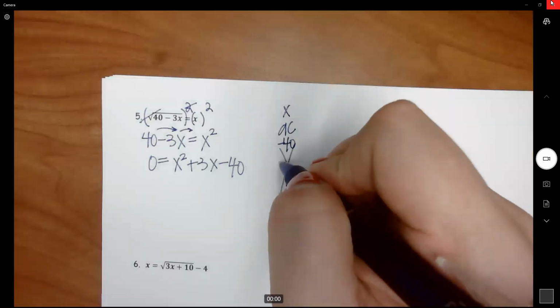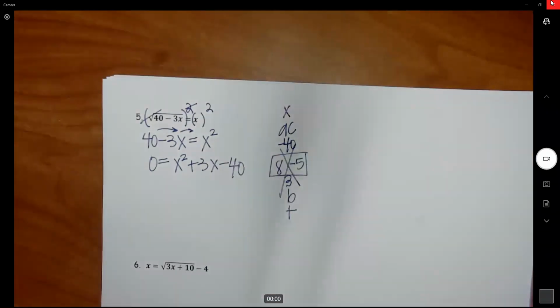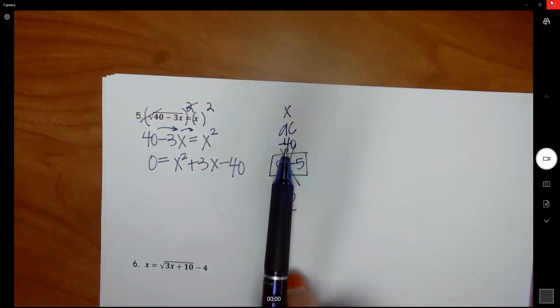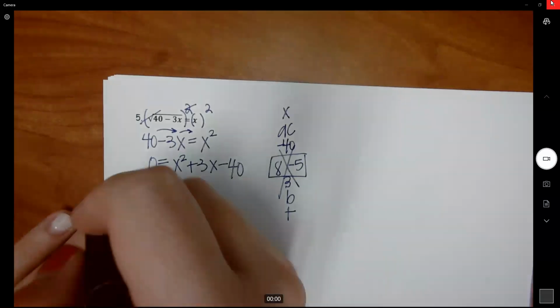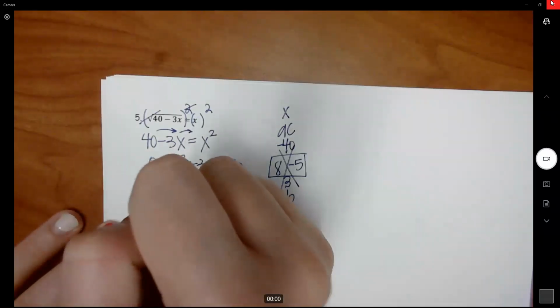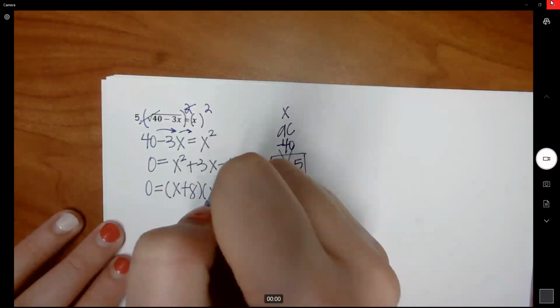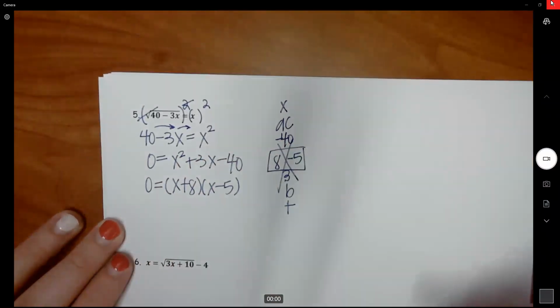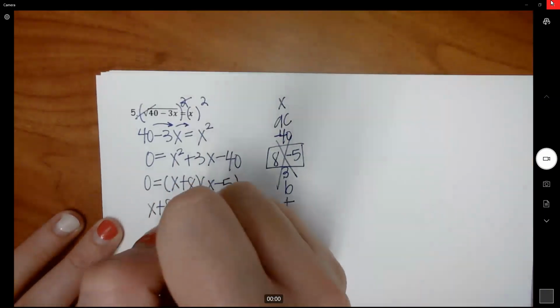Okay, watch your signs. That should be 8 and -5. 8 times -5 is -40, but when you add them, we get a +3. Because this is an easy trinomial, that means I can go straight into my factored form of x plus 8, x minus 5. Set both of those equal to 0.